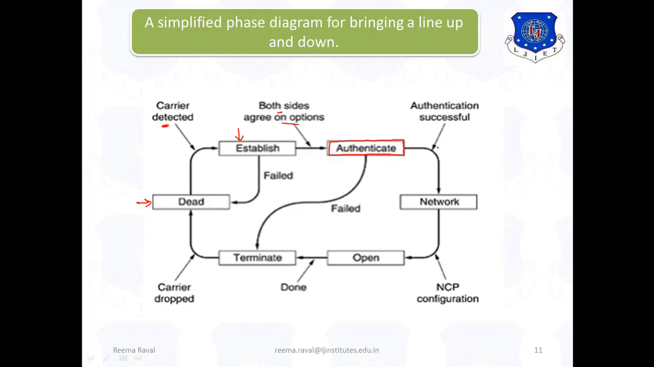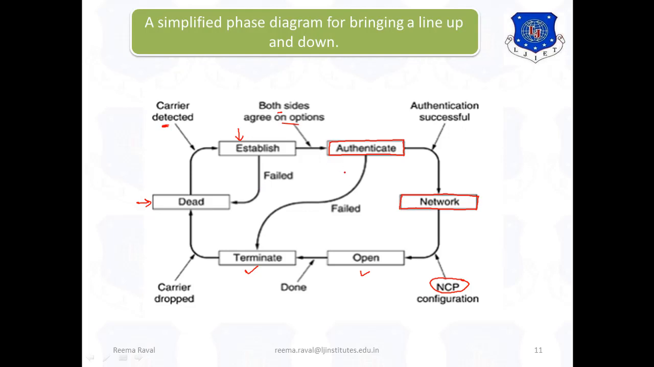Whenever the authentication is successful between these two sides, the network is assigned to them, and for that NCP, the network control protocol, will be there, which will make the communication link open for transmission. And when the transmission is complete, it will terminate the channel. That means the next state will be the terminate state, after which the carrier is dropped and the line is now available for another transmission. Okay, so this is the complete cycle which indicates the simplified phase diagram for bringing any communication line up and down.